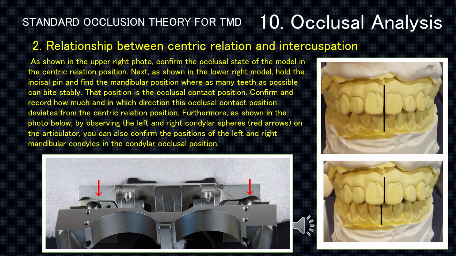Furthermore, as shown in the photo below, by observing the left and right condylar spheres' red arrows on the articulator, you can also confirm the positions of the left and right mandibular condyles in the condylar occlusal position.